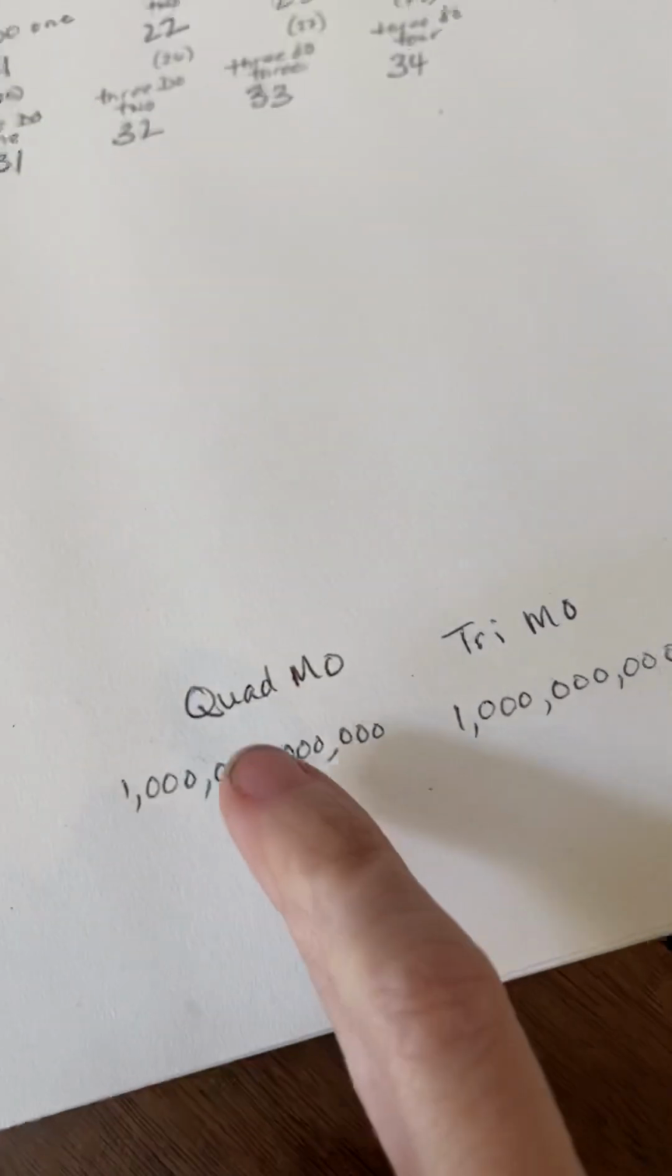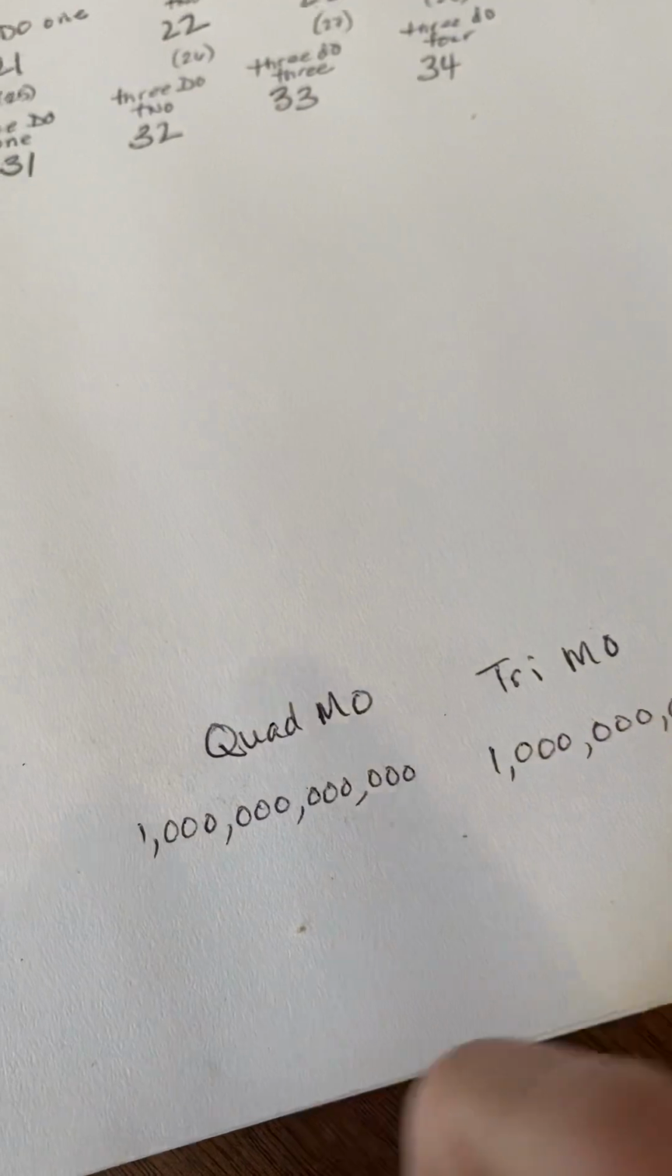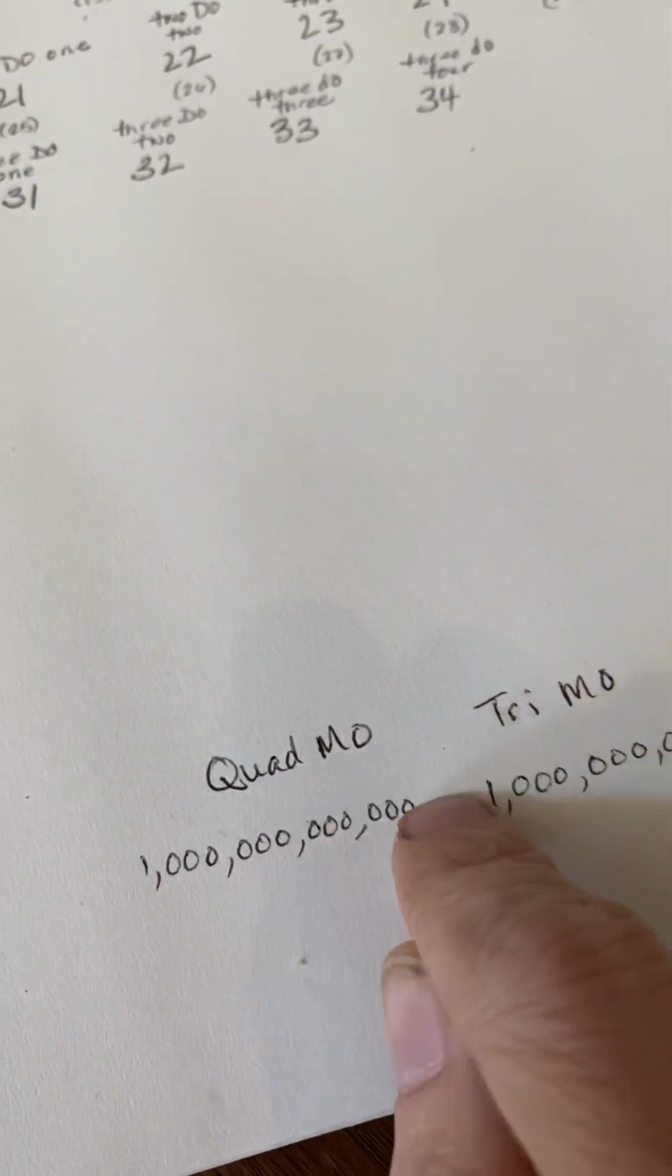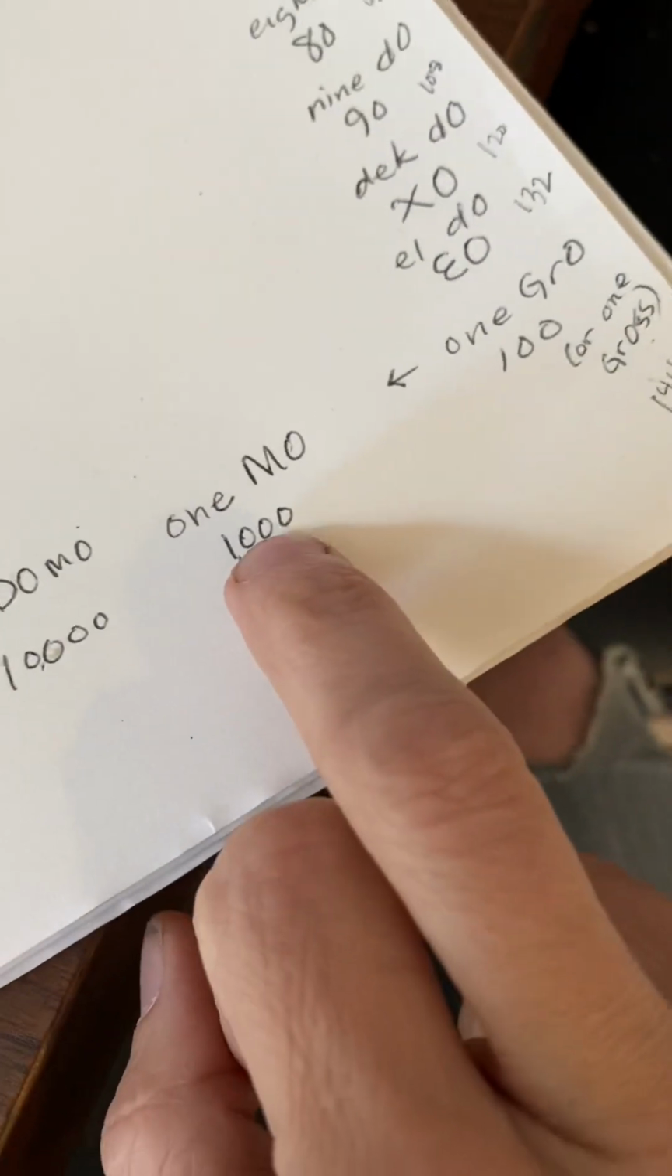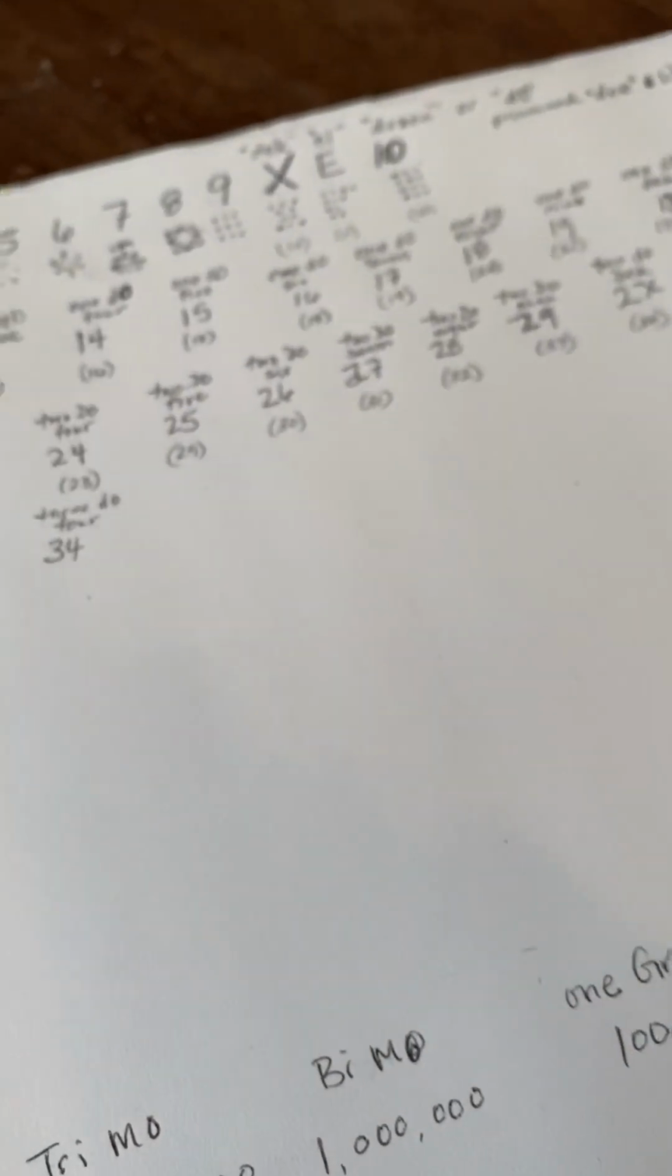Sorry. The bi, tri, quad corresponds to the number of groups of 3 zeros. So there's 4 groups of 3 zeros. So it's quadmo, right? So 1 quadmo. Makes sense? So this is starting to, I'm going to practice this.